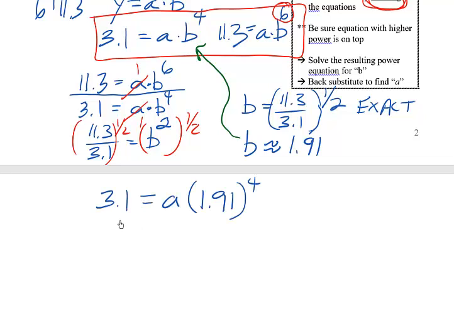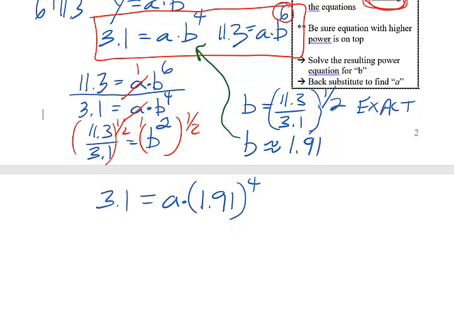That gives us 3.1 equals a times 1.91 to the 4th. I'm just trying to solve for a. I can do that in one last algebra step here. Now perhaps you're looking at this part thinking, oh, we should go to the calculator and work this out. I don't want to do that. I think that's going to be a pretty long, messy decimal, and I don't want to do any rounding in the middle of the problem. I'm only going to round final values. So just keep it this way.